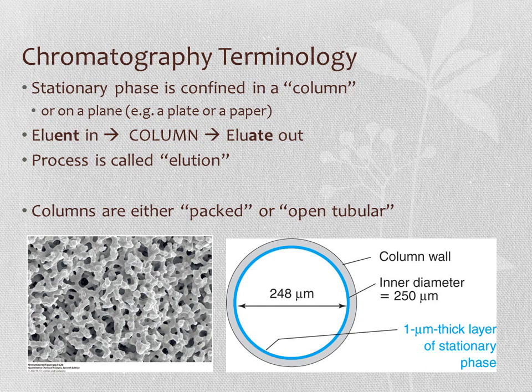No matter what type of chromatography we're talking about, we do have some general terminology where the stationary phase is confined in our column or our plate, and we have the mobile phase. When the mobile phase is going into the column, we call it eluent. Eluent in, goes through the column, and then what's coming out is called eluate. The whole process of passing through the column is called elution. Our columns can either be packed with particles, as shown on the left. This is a scanning electron microscope image of a packed column for HPLC, or they can be an open tube. So you have a cross-section here showing the thin inner diameter of an open tubular column for gas chromatography.